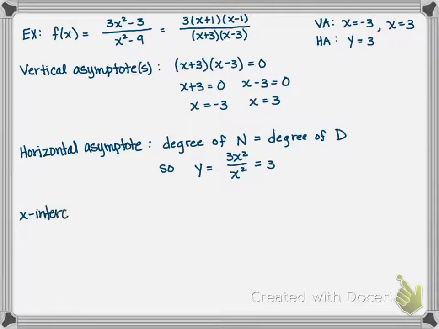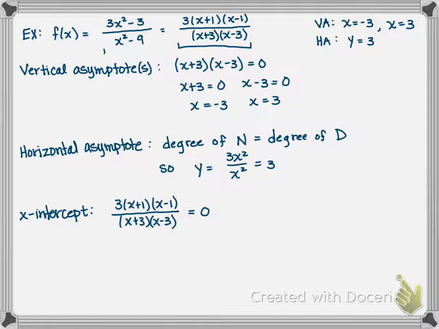So x-intercept. Where am I? Chloe, how do I find my x-intercept? You solve f(x) equals 0. Right, so I'm not going to use that one. I'm going to use the factored form. And that's 3 times x plus 1 times x minus 1 over x plus 3 times x minus 3 equals 0.